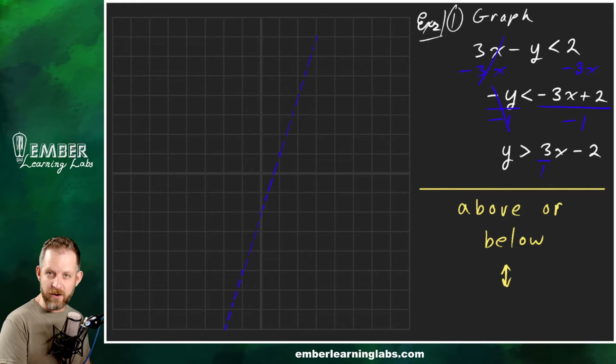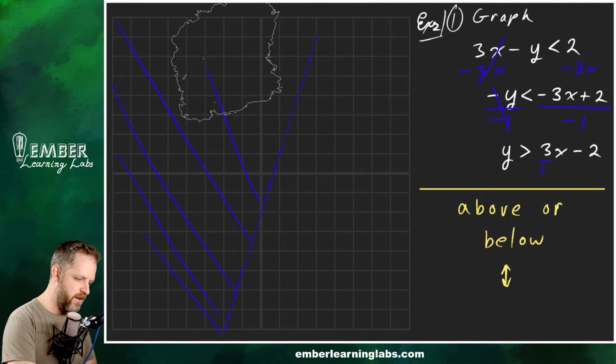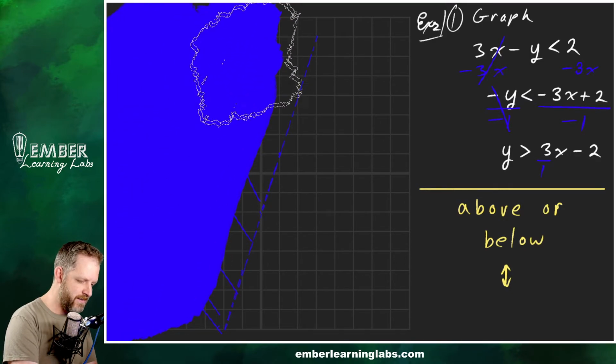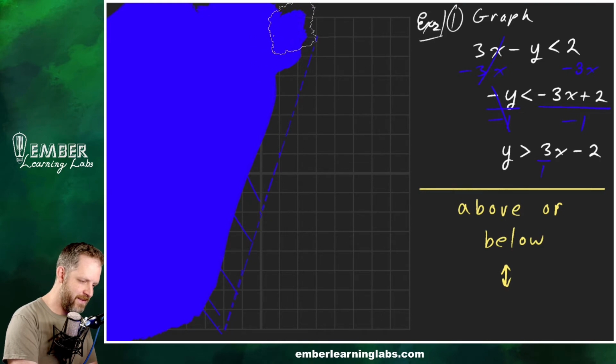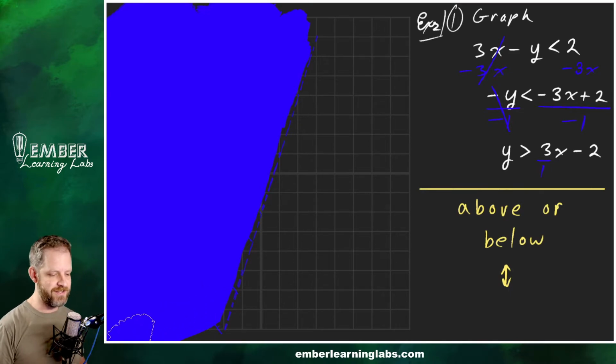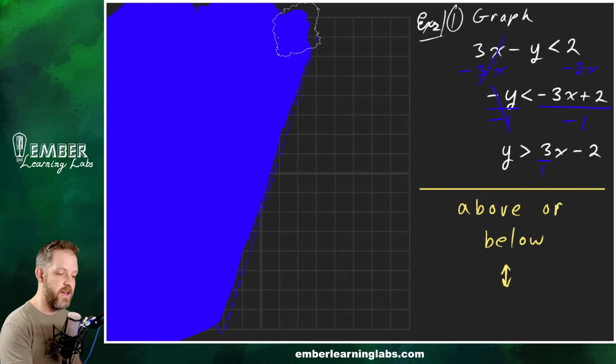So if it's greater than, we're going to shade above the line, right? So we're going to shade up here. You know, I can use a larger brush, right? We're going to shade up over here. I'm going to leave a little bit visible there so we can see the dashed line bit, right? Okay, so that is this graph.